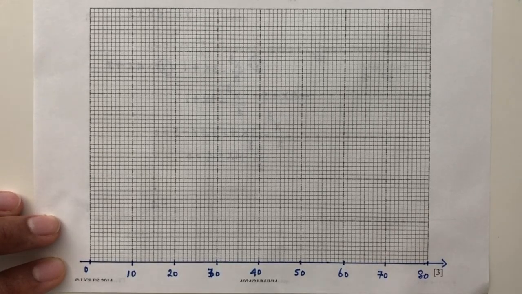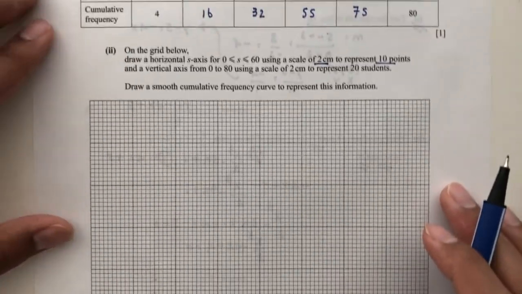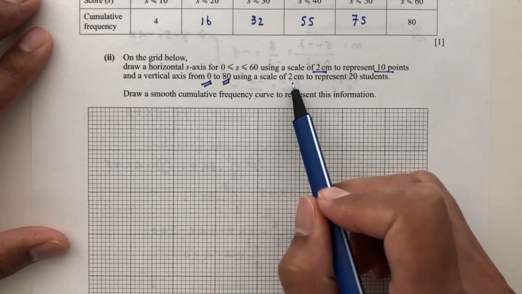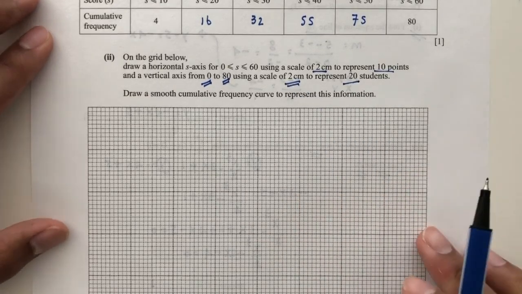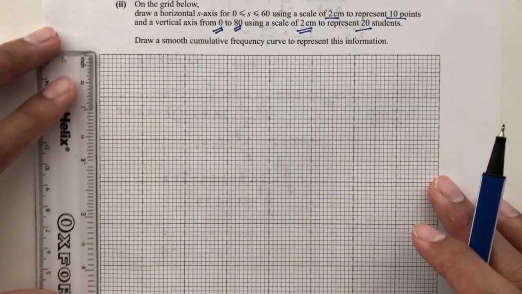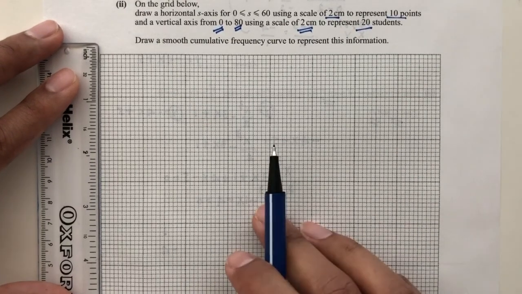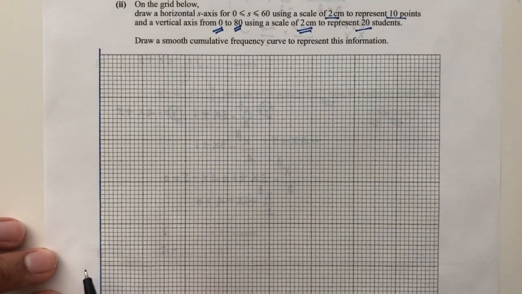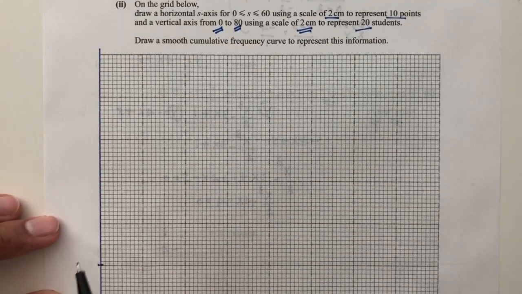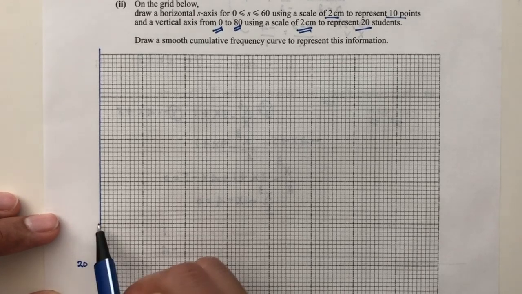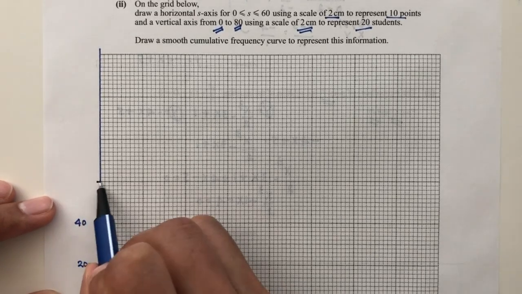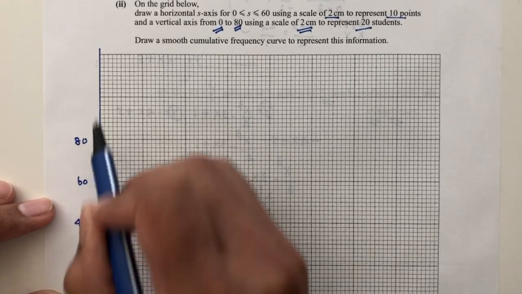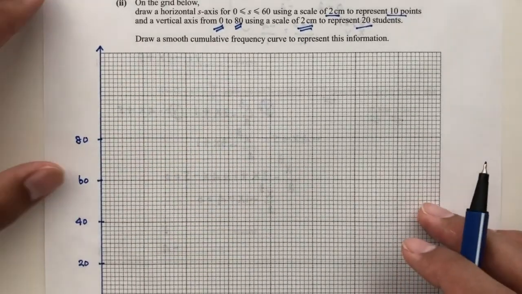You can stop here. Now the next one, it says a vertical axis from 0 to 80 using a scale of 2 to represent 20 students. So let's do this here, from 0 to 80, representing 2 centimeters to represent 20. So that will be 20, that will be 40, that will be 60, and that will be 80. That's all that you need for your students.